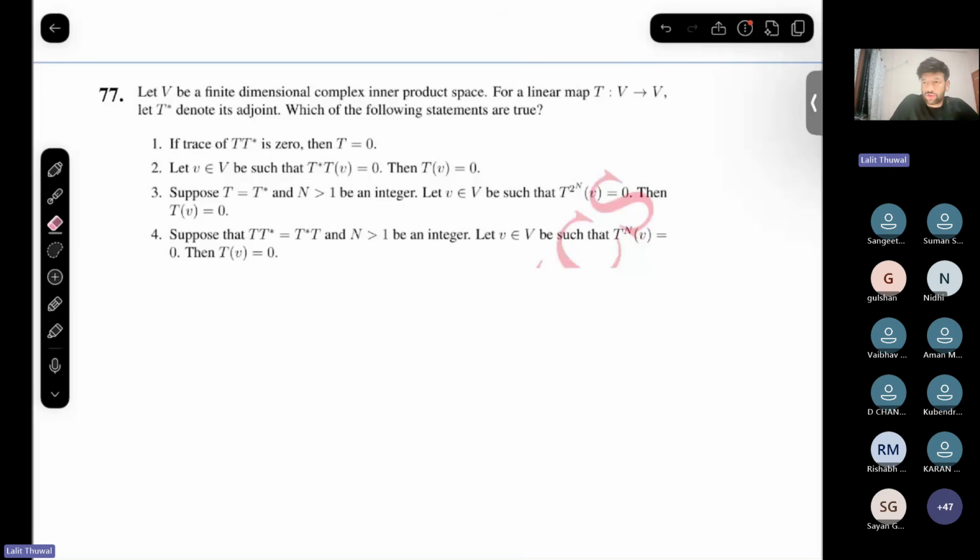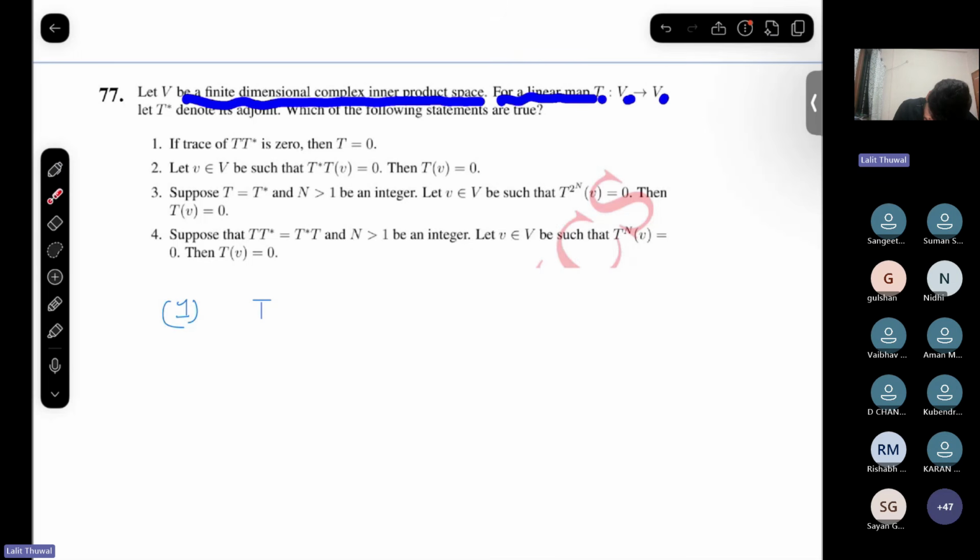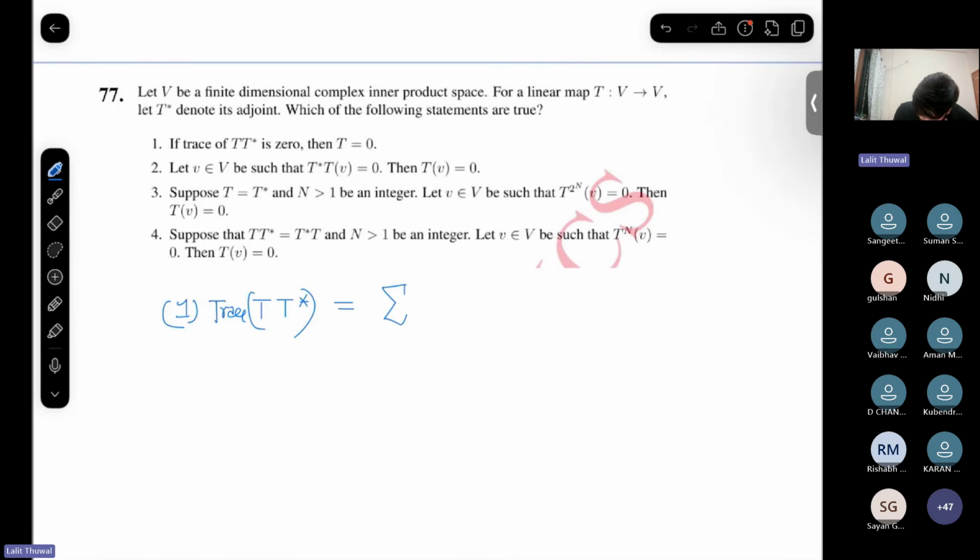Okay, so let me tell you the answer. Let V be a finite dimensional complex inner product space, and T a linear transformation from V to V. Let T star denote its adjoint. Suppose T also denotes the matrix of T, so the trace of T T star is 0, right? But what is the trace of T T star? The trace of T T star is this.